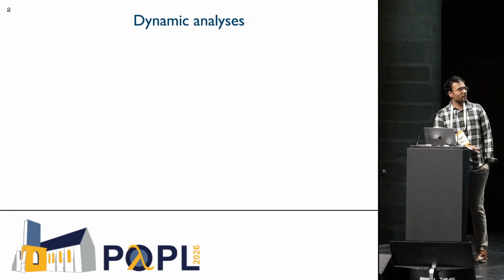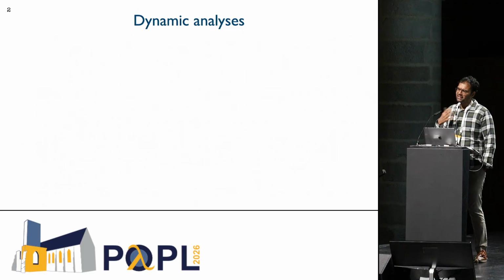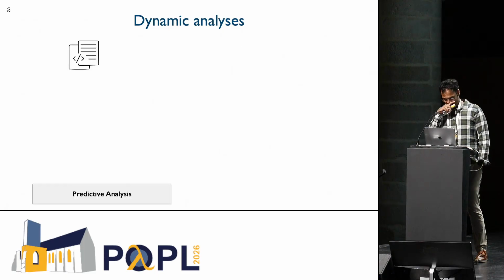So one of the popular ways of analyzing concurrent programs so that you can minimize some of these errors is through variants of what I call dynamic program analysis, where you look at one or many executions from your program and do some lightweight testing based on that. And two of my favorite dynamic program analyses for concurrent software are predictive analysis and model checking.